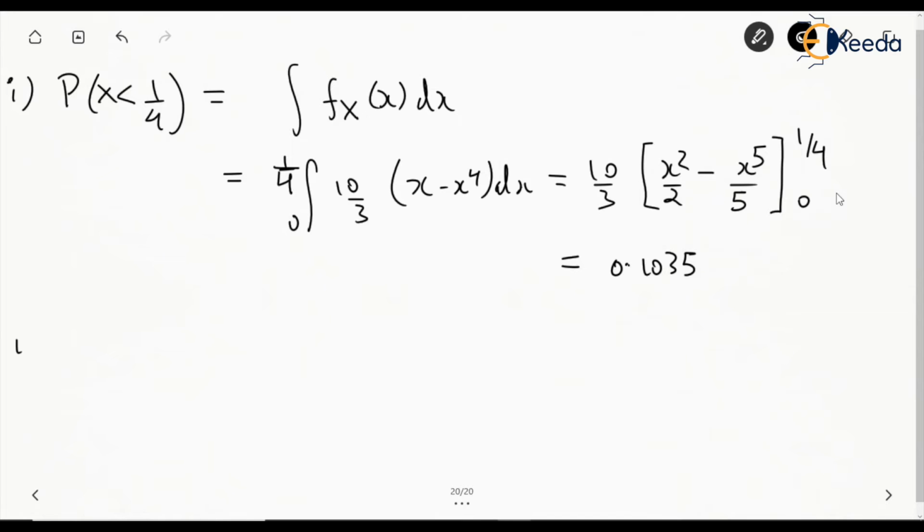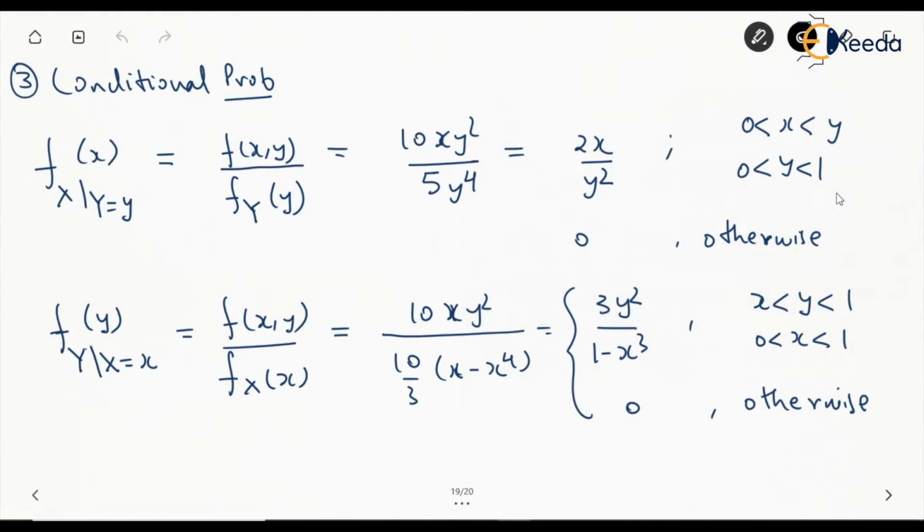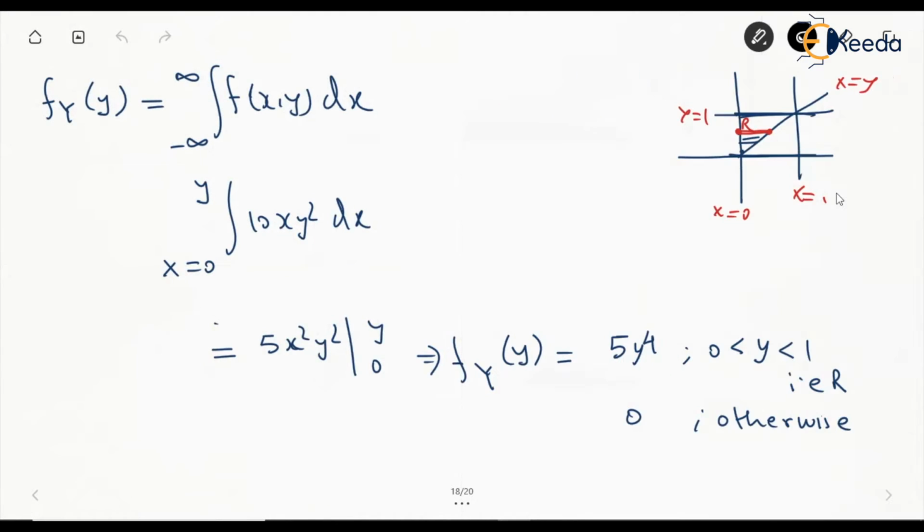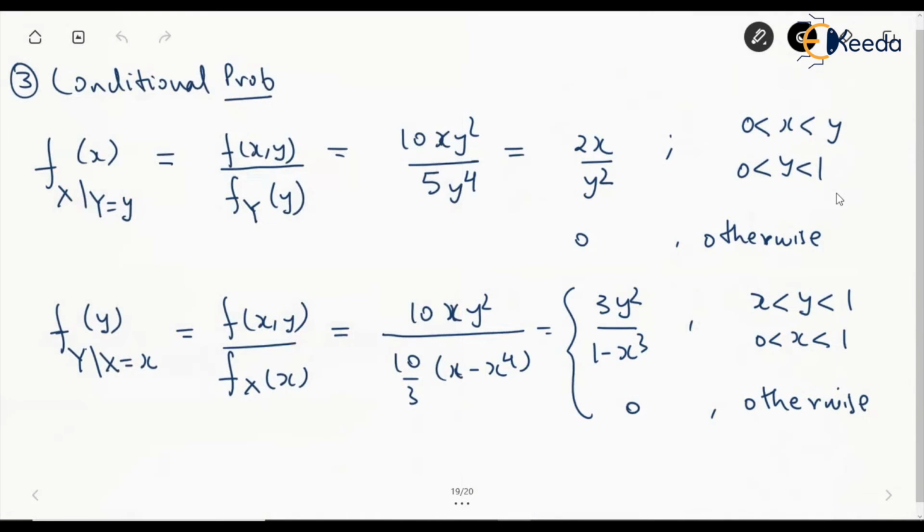The second part is the probability that y is greater than 1 by 2. Again, we'll have to integrate the marginal probability of y, in terms of y, with the limits. The marginal probability of y was 5y to the power of 4, and the condition is that y should lie between 0 and 1. So no problem.